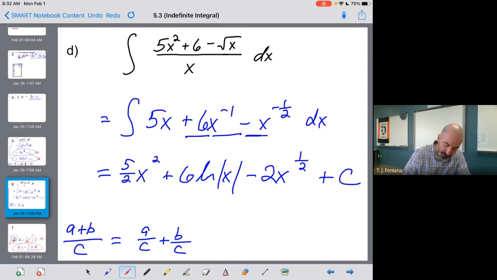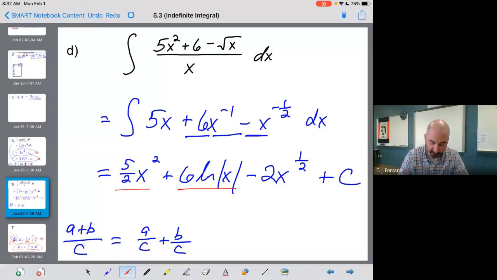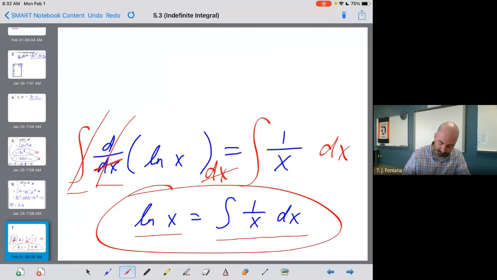And if you think about it term by term, guys, does that derivative get us 5x? I feel like we've seen that one already today. Yes, we saw a couple examples. Yes, does that derivative get us 6 over x, given that we talked our way through that mess?